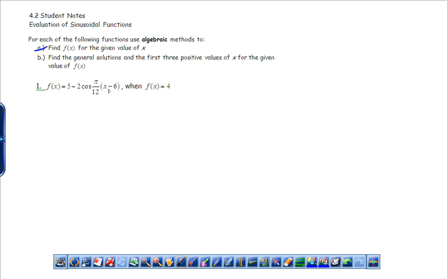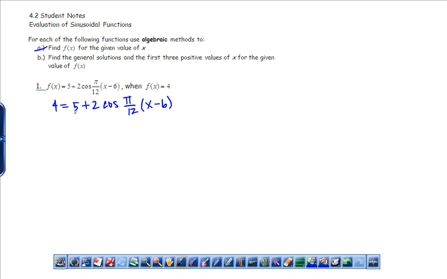So given this function right here, when f of x equals 4, I'm going to take 4, set it equal to my function, and I'm not using a calculator here. I can do all of this by hand. And I don't want you to be scared of this. I'm going to show you how easy this is going to be. You have all the information you need to solve this.